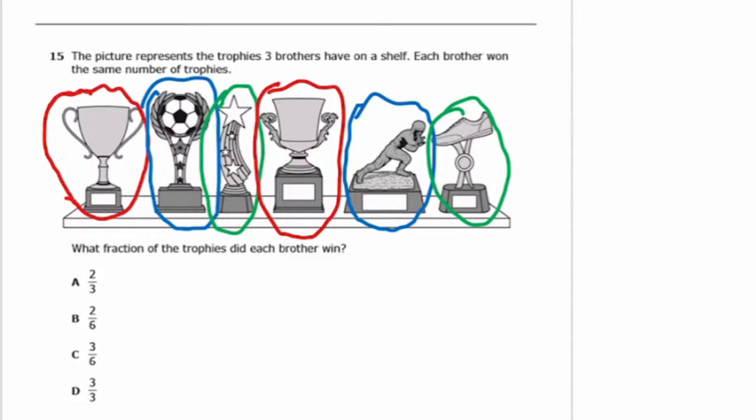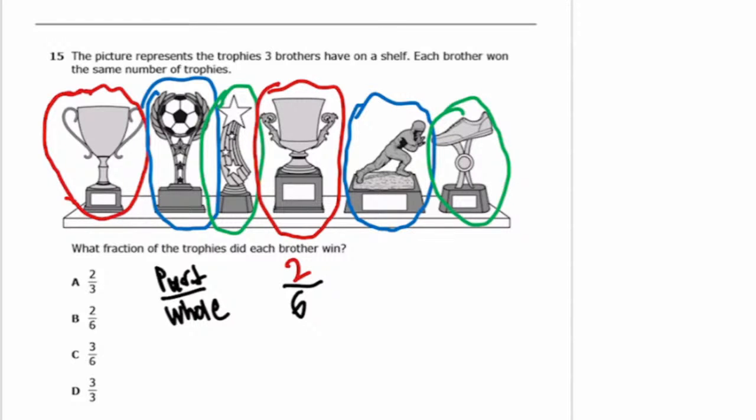So if we write it as a fraction, a fraction is a part over a whole. So in this case, our whole is 6. There's 6 total trophies between the brothers. So if we count them up, 1, 2, 3, 4, 5, 6. 6 total trophies. And next, we can see a part. So let's just take brother 1 for example. So brother 1 got 2 trophies. So that's his part. He got 2 trophies.